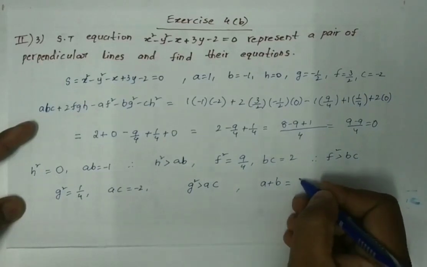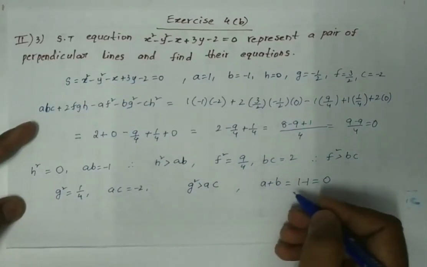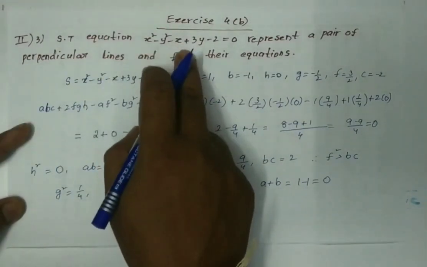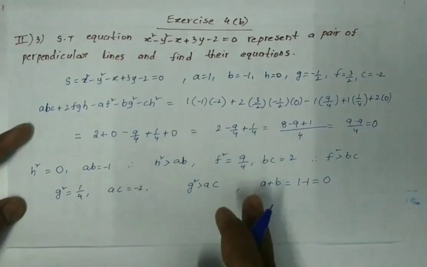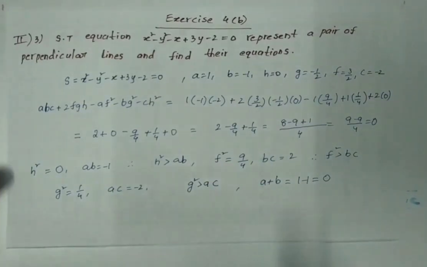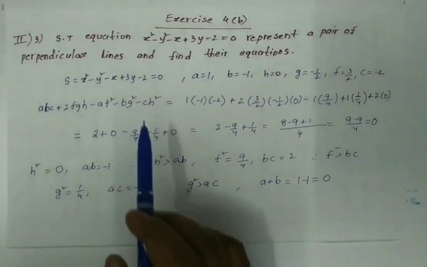A plus B is nothing but 1 minus 1, which is equal to 0. Therefore A plus B is equal to 0, so we can say that the given equation represents a pair of perpendicular lines. Now let us find the equations which are represented by the equation S is equal to 0.